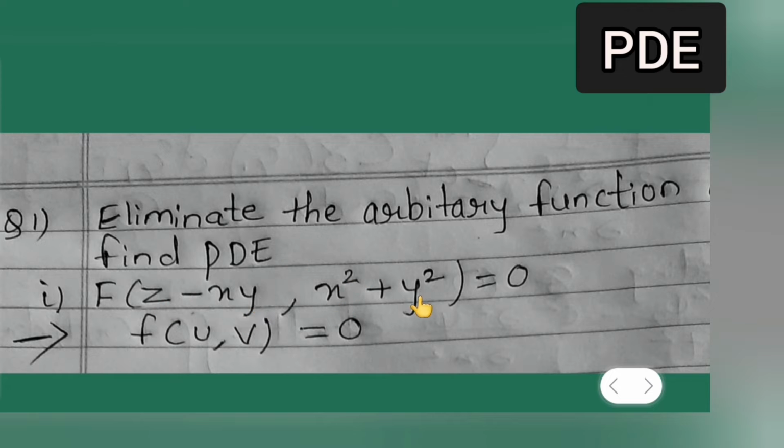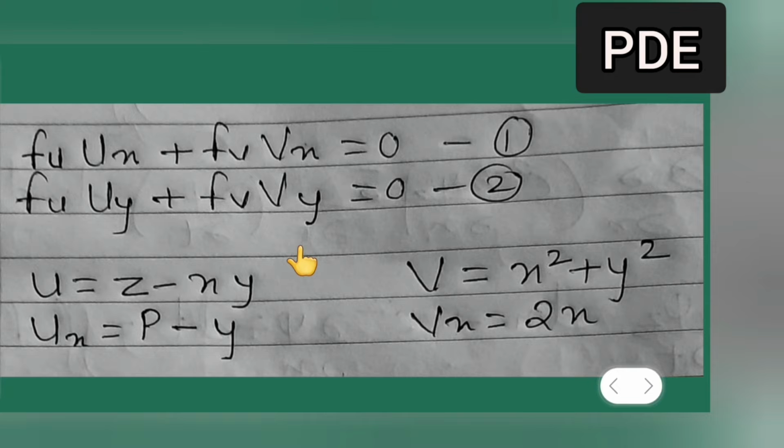Now basically this equation is of this form, that is f of (u, v) is equal to 0. Now here what is my u? u is nothing but z minus xy and v is nothing but x square plus y square. Okay, so let me write down the formulas first. That is f_u into u_x, that is we are differentiating u with respect to x, plus f_v into v_x, differentiating v with respect to x, is equal to 0. This is equation 1.